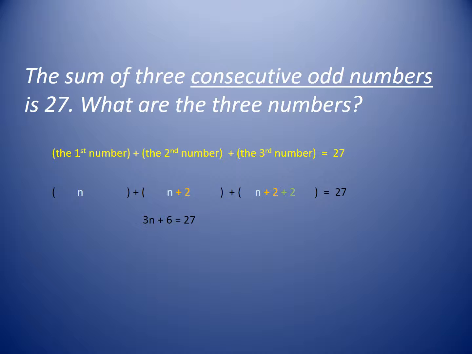Now we'll start solving the equation. The first thing we'll do is combine like terms. In this case, we have 3 n's. And if you add 2 plus 2 plus 2, that'll give us 6 for the constant. So our equation now is 3n plus 6 equals 27.